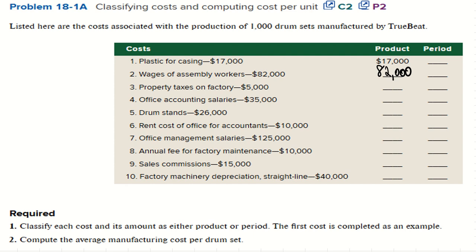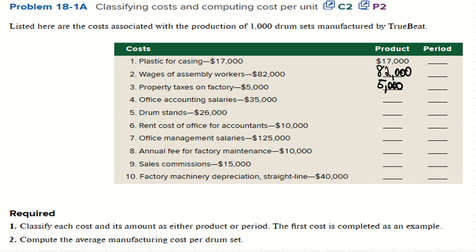Number three, property taxes on factory. That is also a product cost. Product costs consist of direct materials, direct labor, and also factory overhead, so all of the costs associated with producing a product, even indirectly. Property taxes on the factory is an indirect cost, which is classified as a factory overhead cost. It is a product cost because you need to have a factory in order to produce the product.